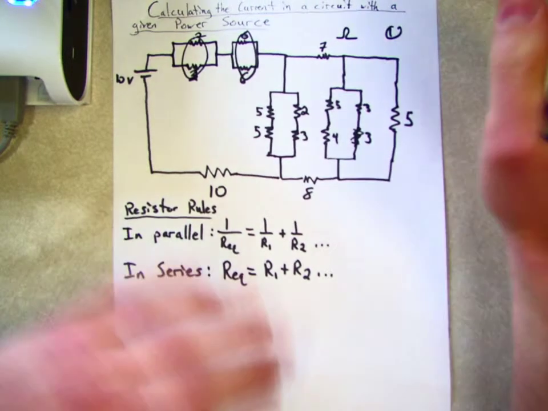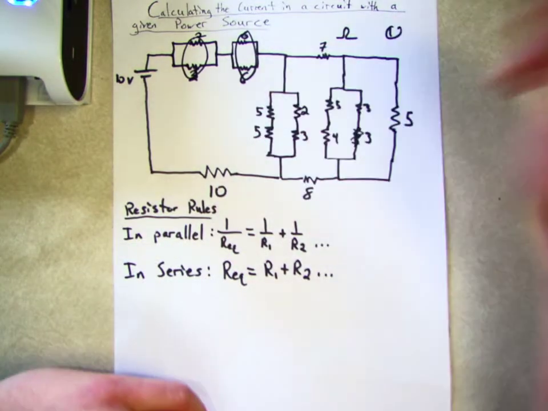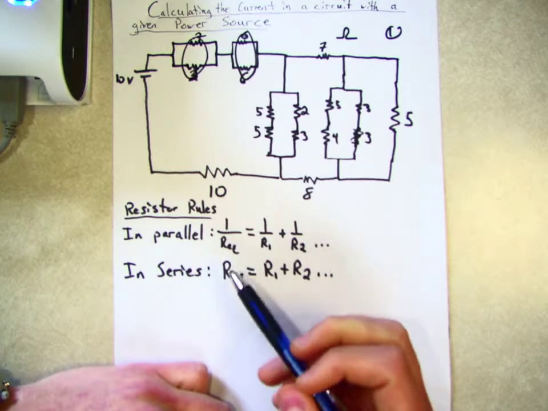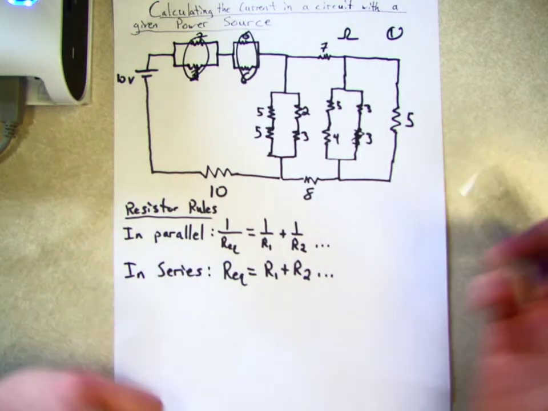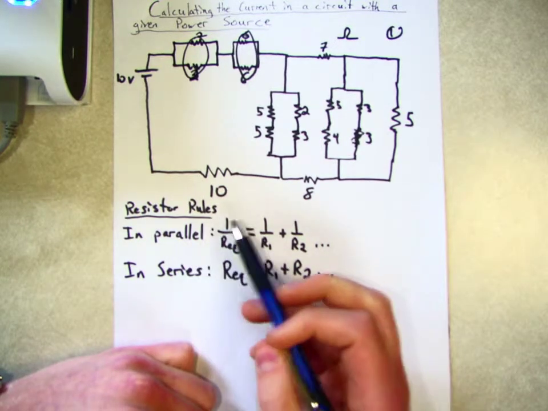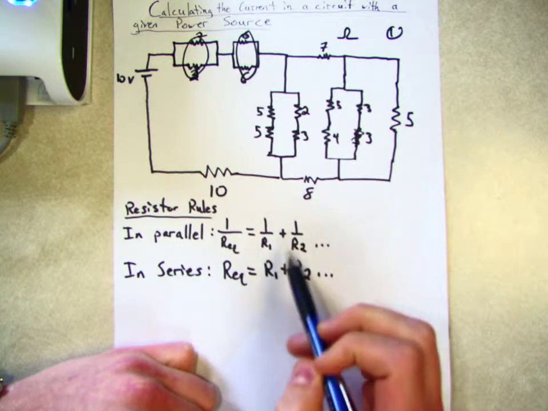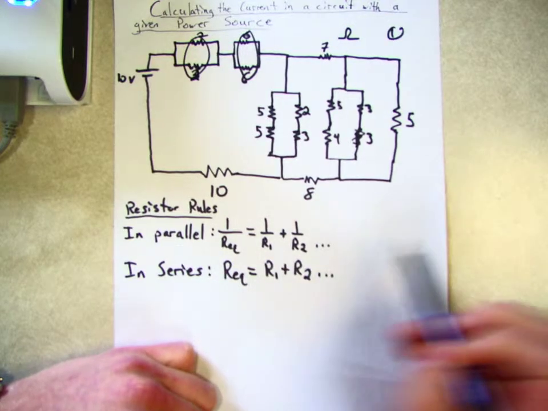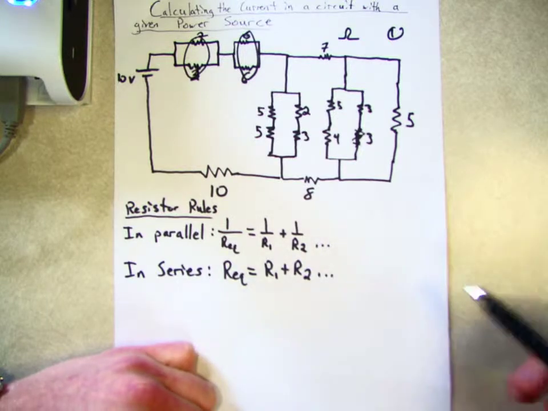But don't worry guys, this circuit may seem complicated, but in actuality, as long as we follow along with the proper order of doing these things, which is inside to out, and remember our resistor rules, which is in parallel, 1 over the equivalent resistance is equal to 1 over R1 plus 1 over R2, etc. And in series, the equivalent resistance is equal to R1 plus R2, etc.